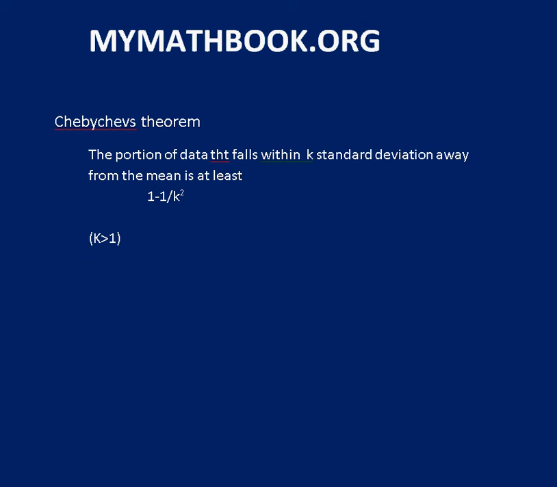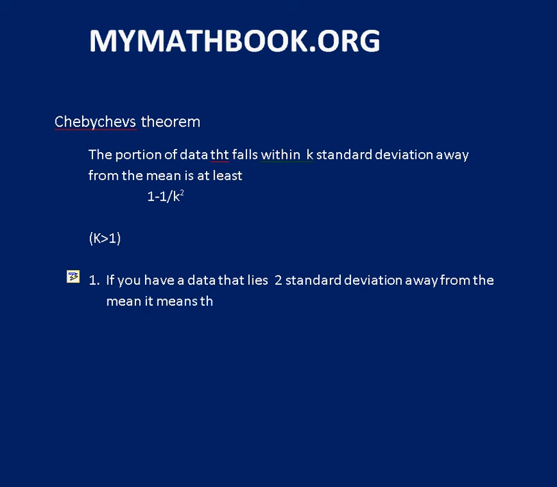Now, let's start by giving the points that we need. The first point will be, so if you have a data that lies 2 standard deviations away from the mean, it means that you can find about, I think, 75% of that data lying there.